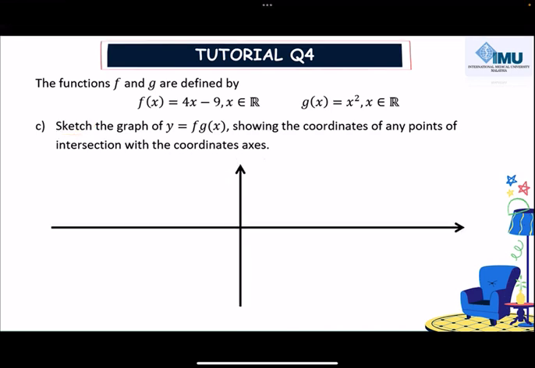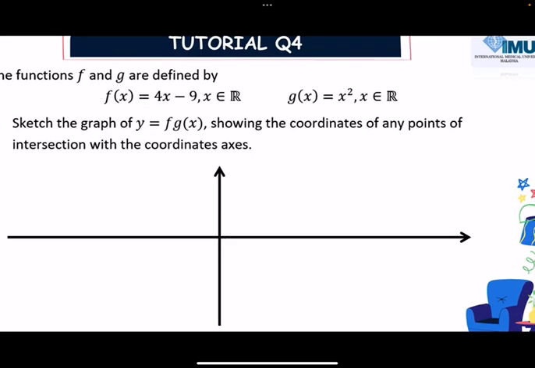Once you obtain all the information, you may start to sketch. Make sure to label your y-axis, the vertical line, and your horizontal line, the x-axis. The first information we obtained is the y-intercept equivalent to negative 9. So this is your first coordinate. You also know the axis of symmetry is at x equals 0. The roots of your equation are at negative 3 over 2 and positive 3 over 2.